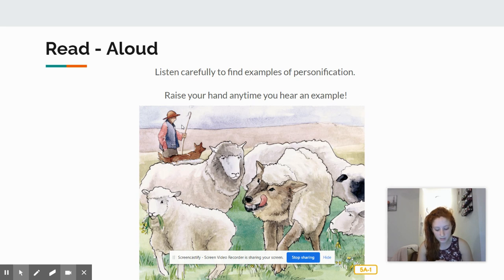What do you think this wolf is going to do now? Do you think he's going to try and eat the sheep? I don't know. Let's see.